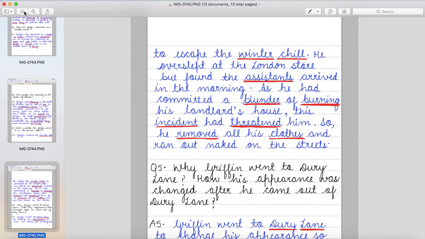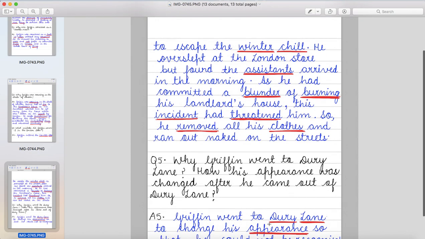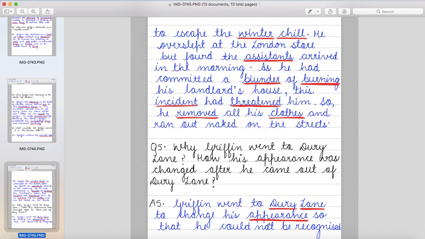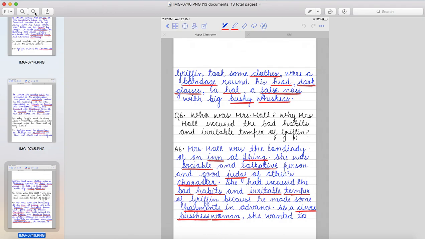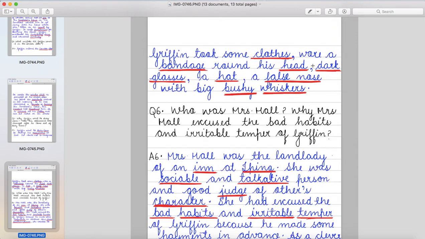Now, question number 5: Why did Griffin go to Drury Lane? How was his appearance changed after he came out of Drury Lane? So the answer is: Griffin went to Drury Lane to change his appearance so that he could not be recognized. Griffin took some clothes, wore a bandage round his head, dark glasses, a hat, a false nose with big bushy whiskers. This is how he changed his appearance.